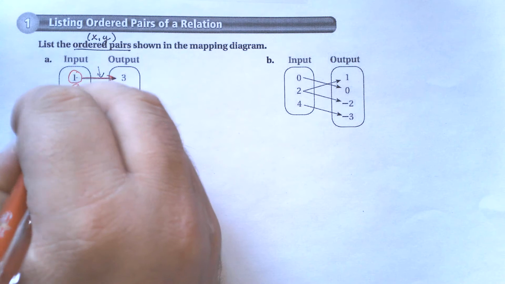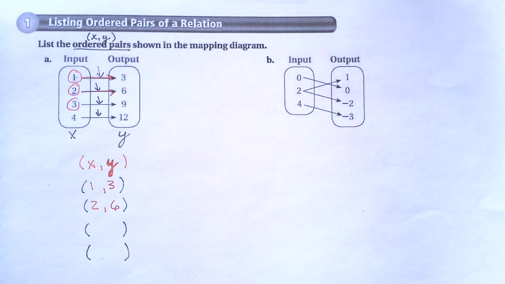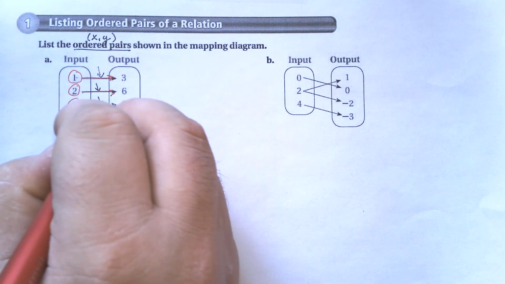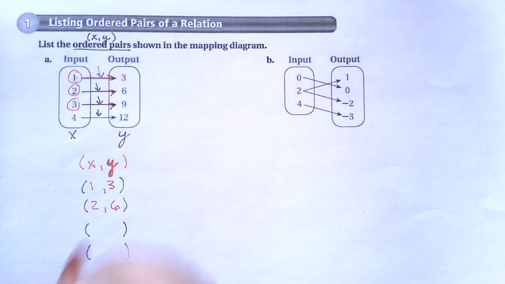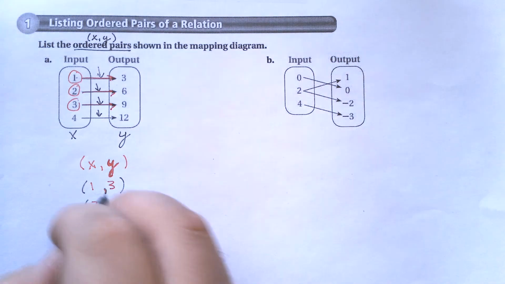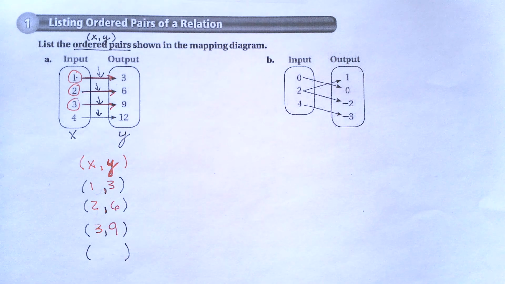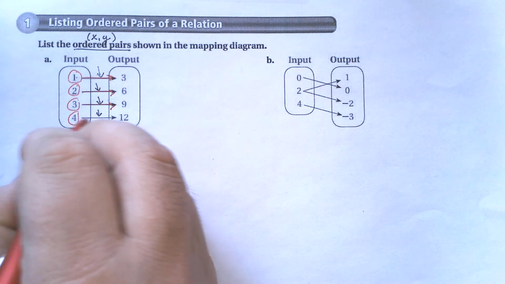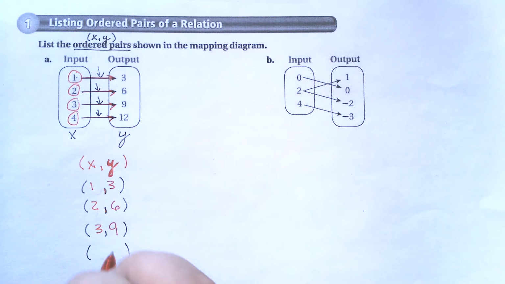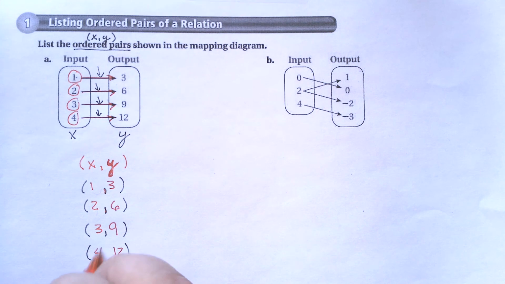So again, here's 3, then I'm going to trace my arrow and find out it points to 9. So 3 and 9. I'm going to start at 4. I'm going to trace my arrow. I end up at 12. And that was paired up with my 4. So hopefully you get the idea of how we pair them.